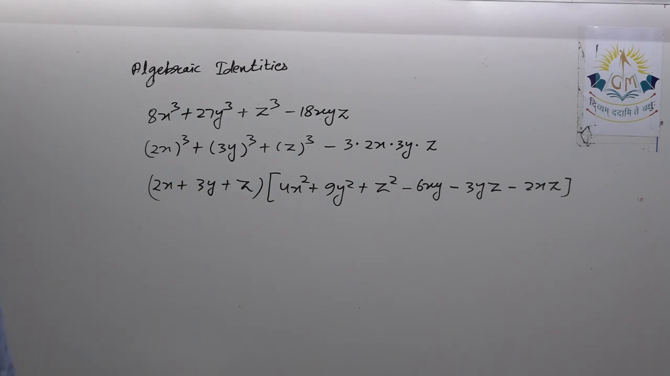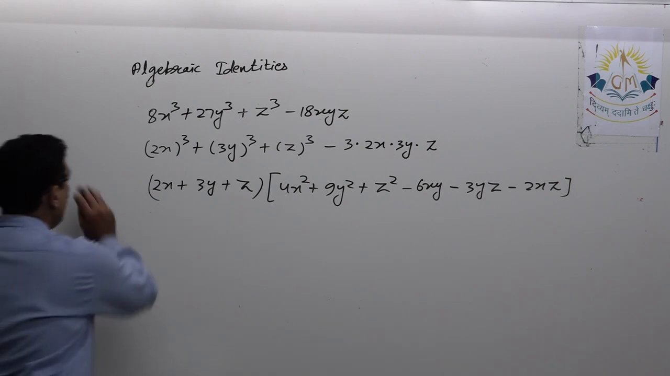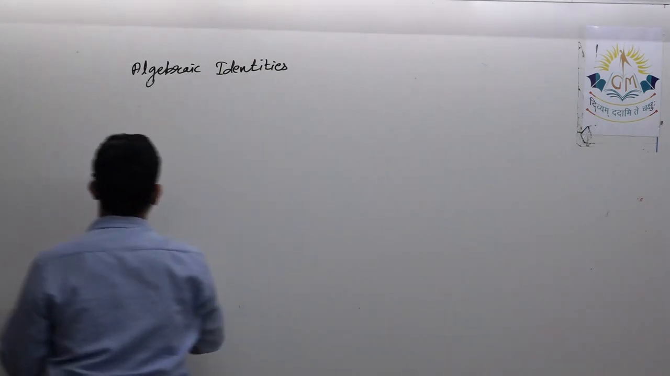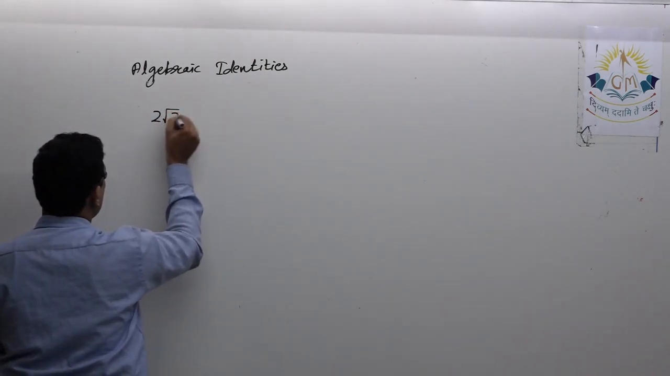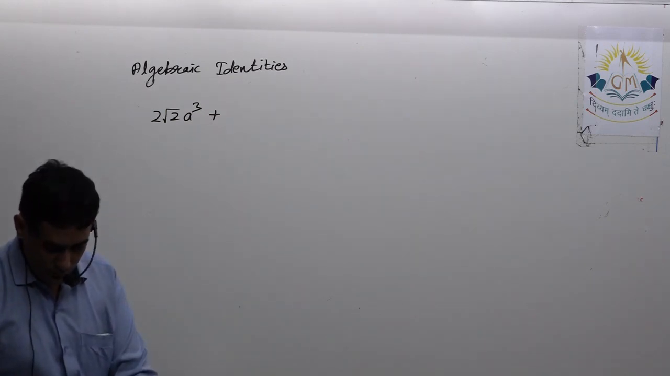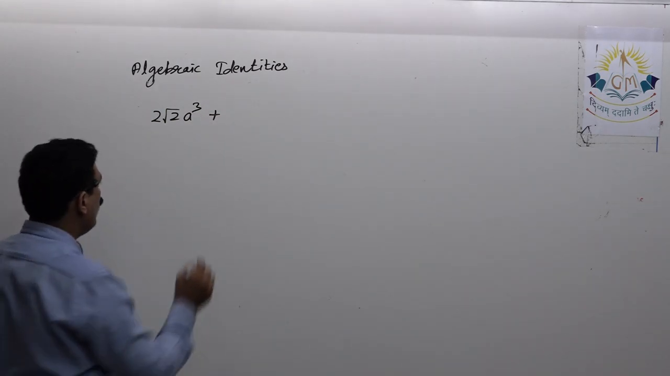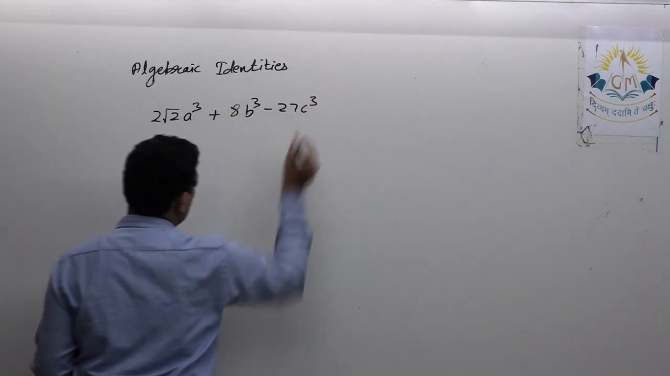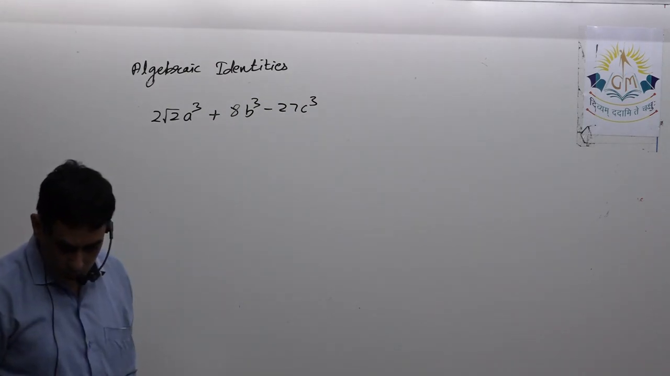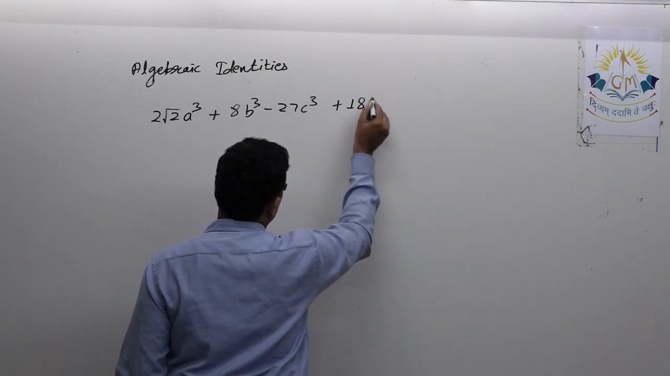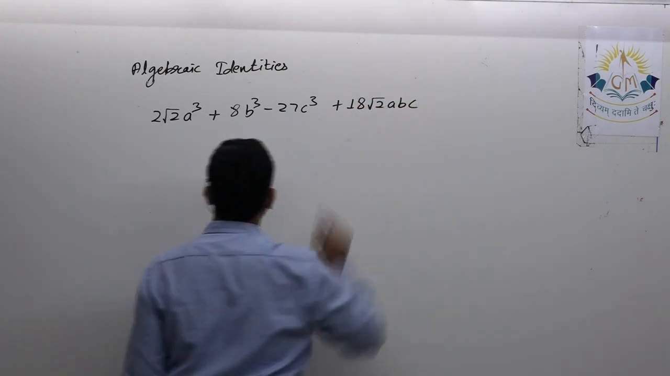Okay, now we'll see one more. Next is 2 root 2 a cube plus 8b cube minus 27c cube plus 18 root 2 abc.